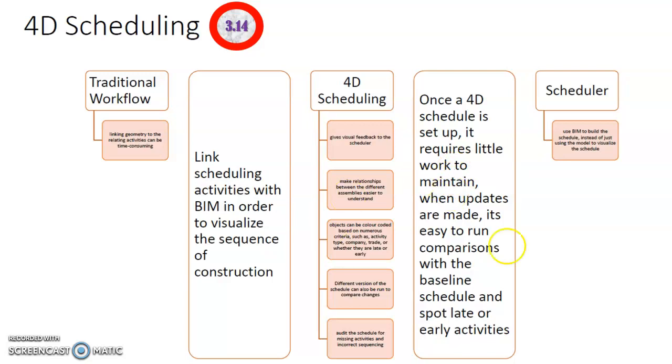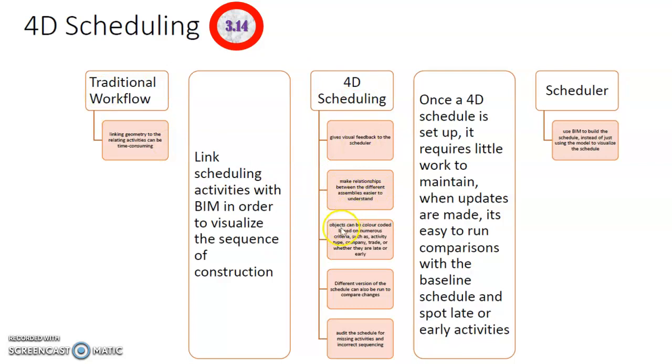In addition, when updates are made, it is easy to run comparisons with the baseline schedule so that we can spot what are the late or the early activities. For the scheduler, they will use the BIM to build up the schedule instead of just using the model to visualize the schedule. In a 4D model, scheduling gives visual feedback to the scheduler and the different project stakeholders. 4D scheduling makes the relationship between the different assemblies easier to understand.